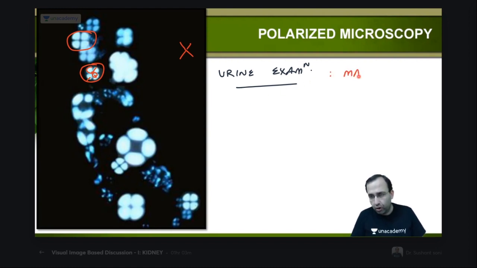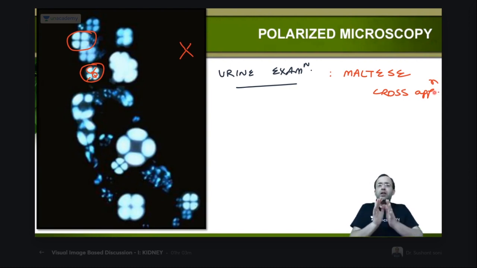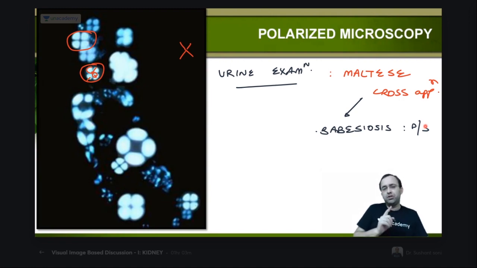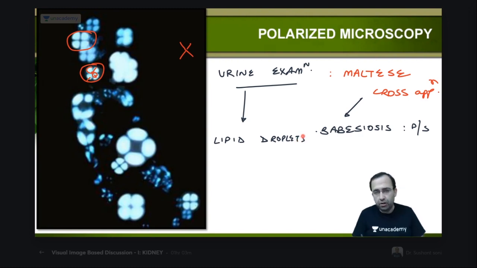Urine examination on polarized microscopy shows the presence of Maltese cross appearance. Now, firstly, whenever somebody talks of Maltese cross appearance, at least in peripheral smear, the first disease that comes to your mind is babesiosis. This is urine examination showing you Maltese cross, which is associated with the presence of lipid droplets.